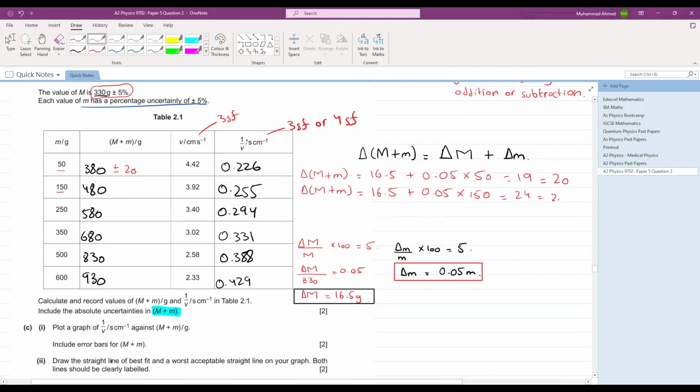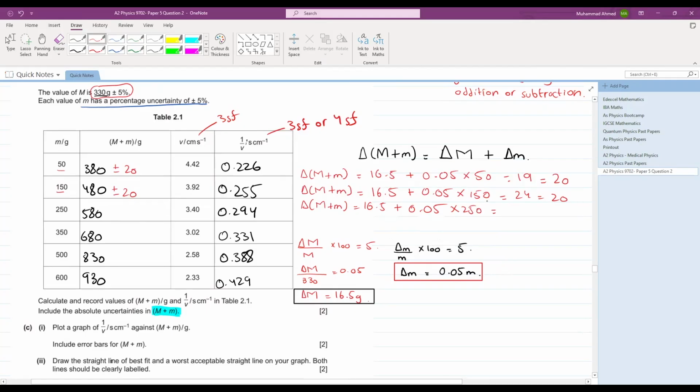Again, if I round off 24 to one significant figure, it becomes 20. Simple. Let's do it for the third row. Absolute uncertainty in capital M plus a small m is equal to what? 16.5 plus 0.05 into the value of a small m, that is 250. Can you calculate this? Yes.